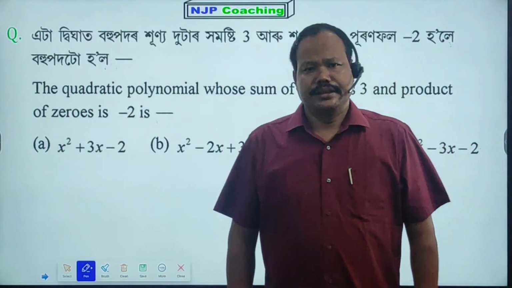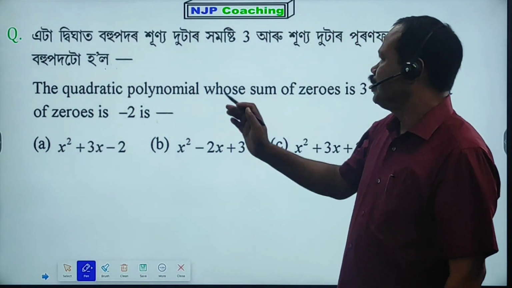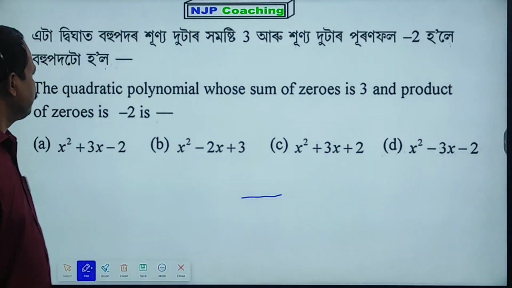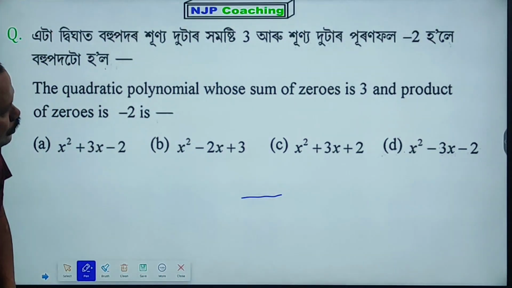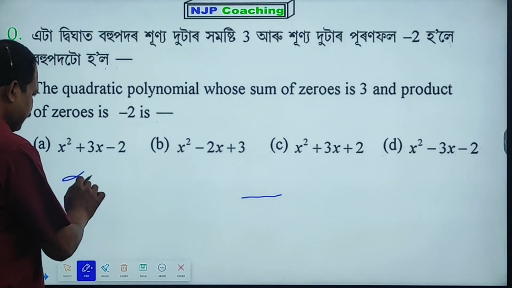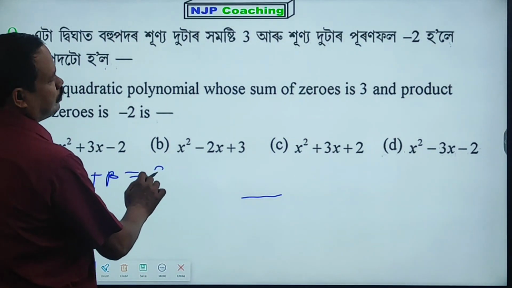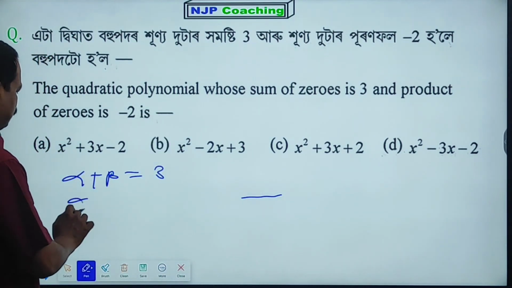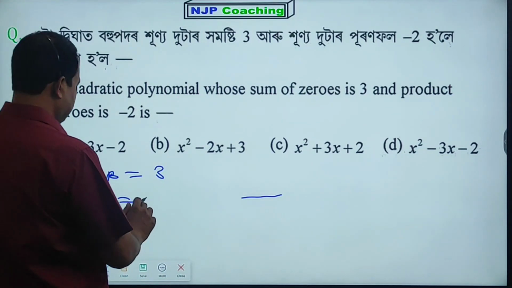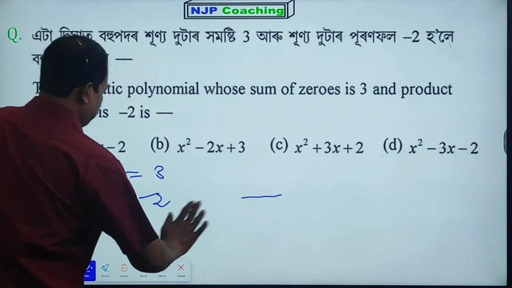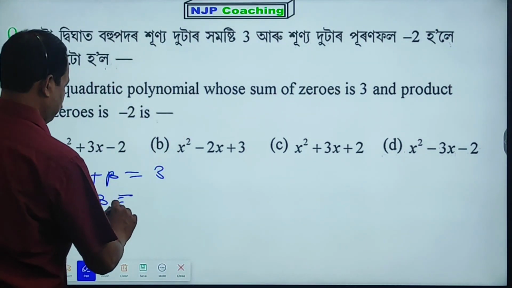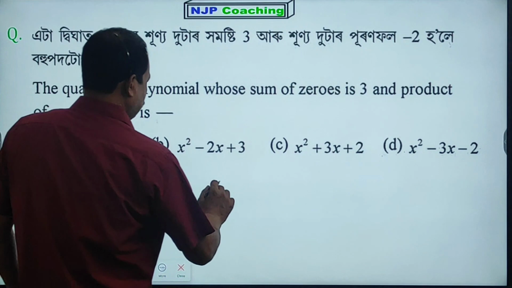Next question. I think this question needs no discussion. It is the same type of question: the quadratic polynomial whose sum of the zeros is 3 and product of the zeros is -2. The zeros themselves are not given, but the sum is given as 3 and the product is given as -2. So what is the polynomial?